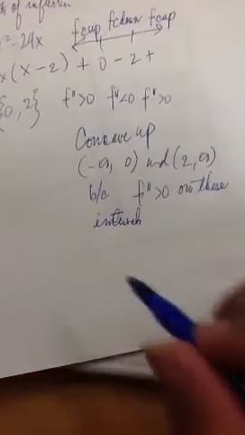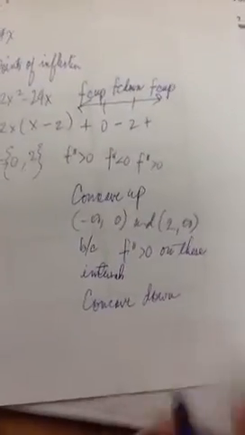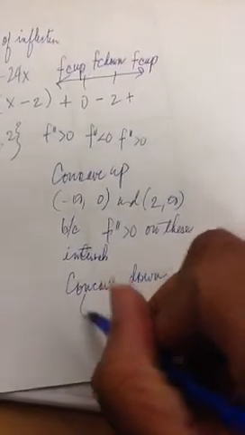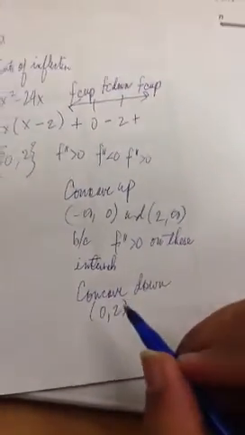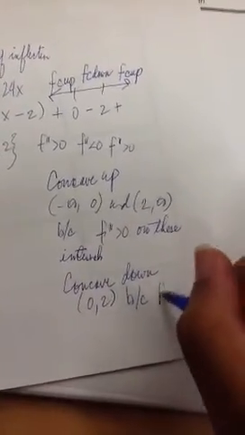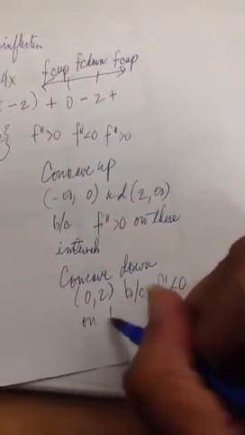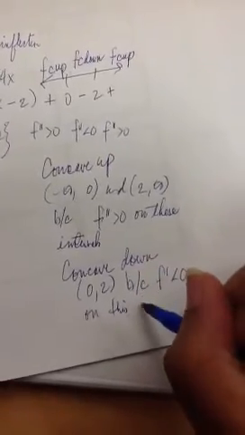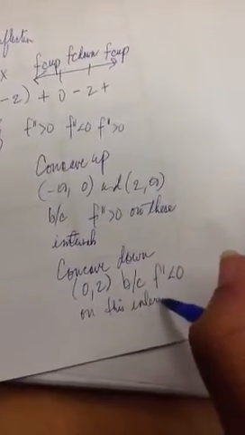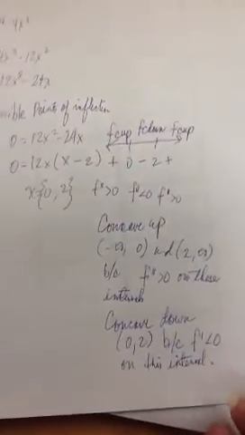Okay. And I'm concave down from 0 to 2. And what's my justification? Because f double prime is less than 0 on this interval, since there's only one interval. Okay? So this is the second derivative test. That's what we're doing here.